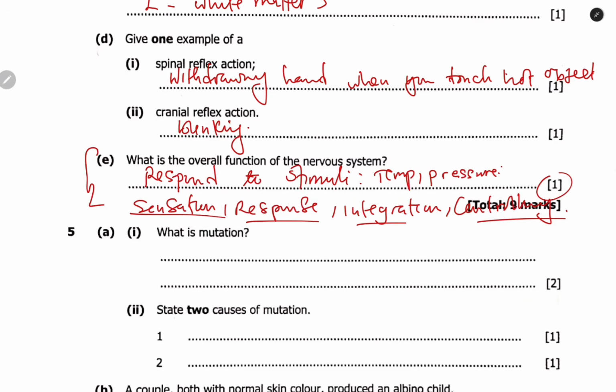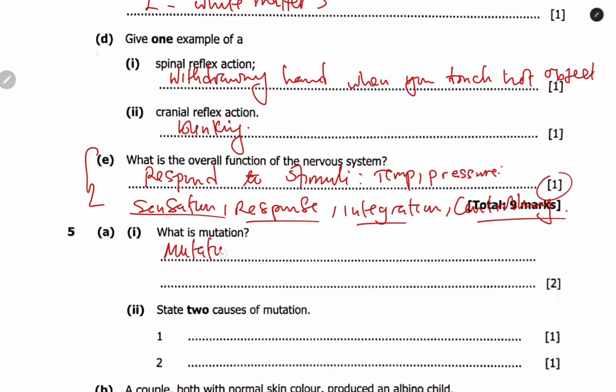So this brings us to the end of question 4, and now up to question 5, that is on genetics. So as always, in question 5, section A, you always find the question on genetics. So be prepared for that. And the first question here is, what is mutation?